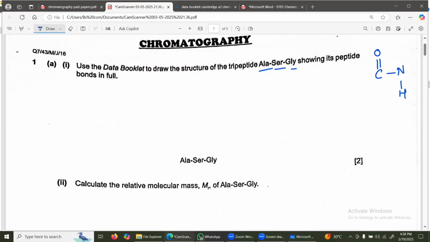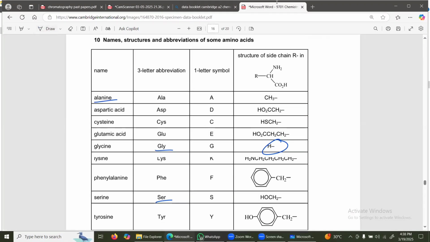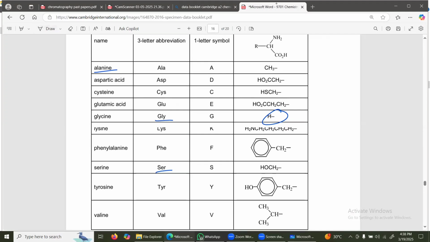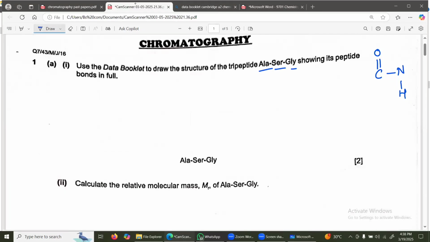So, for this purpose, we need a data booklet to draw the structure, obviously. So, alanine, you can see, the R group is replaced by CH3. In glycine, it is replaced by hydrogen, and in serine, it is replaced by HOCH2. So, obviously, we have to draw accordingly.